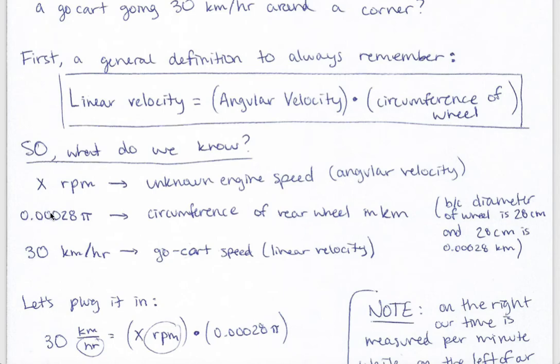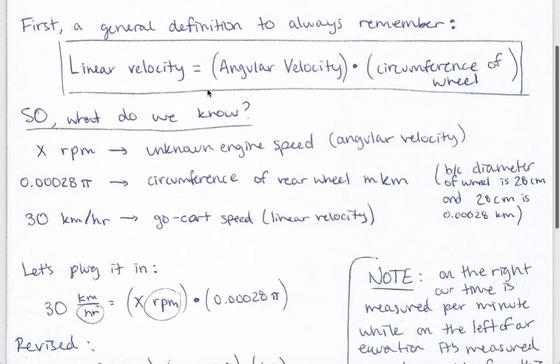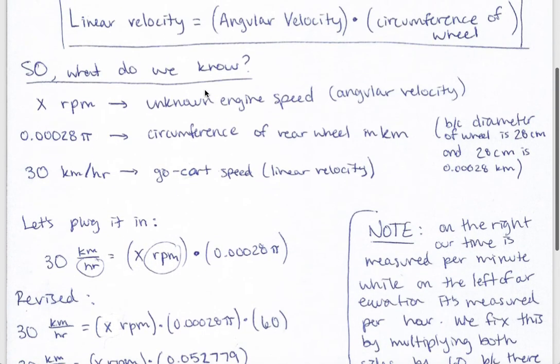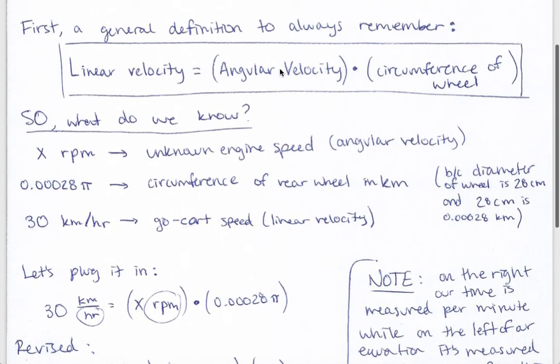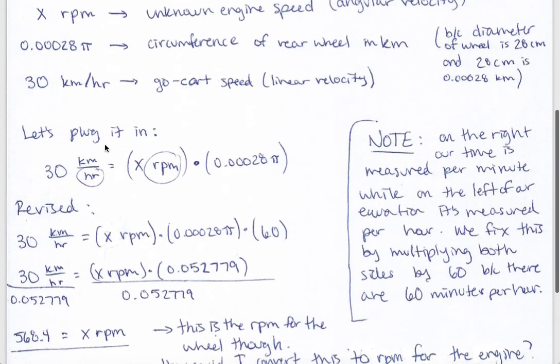So we've got 2 known and 1 unknown. We plug this into our equation and we can solve it. So first, I'm going to plug it in the same way I see it up here. Linear velocity equals angular velocity times circumference of the wheel.